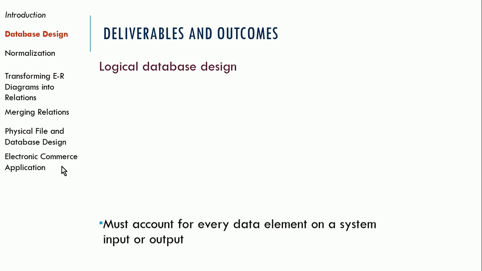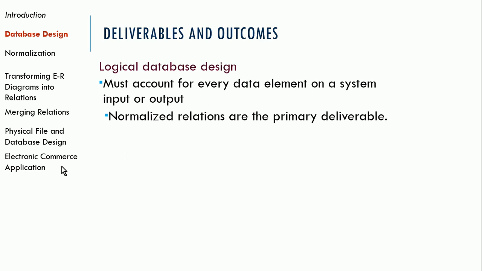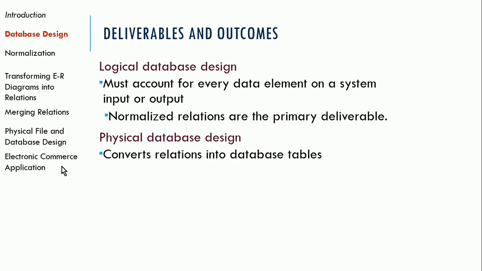So our logical database design is going to account for every data element in a system, input or output. Normalized relations are the primary deliverable. I'm going to talk about what normalization is in just a second. And then from those normalized relations, we get our physical database design, which converts those relations into actual tables. So we do our database model, which is really an ER diagram. So we create one ER diagram that, when we did our ER diagramming in our analysis phase, when we're doing our systems analysis, we weren't thinking about databases yet, which is a good thing, right?